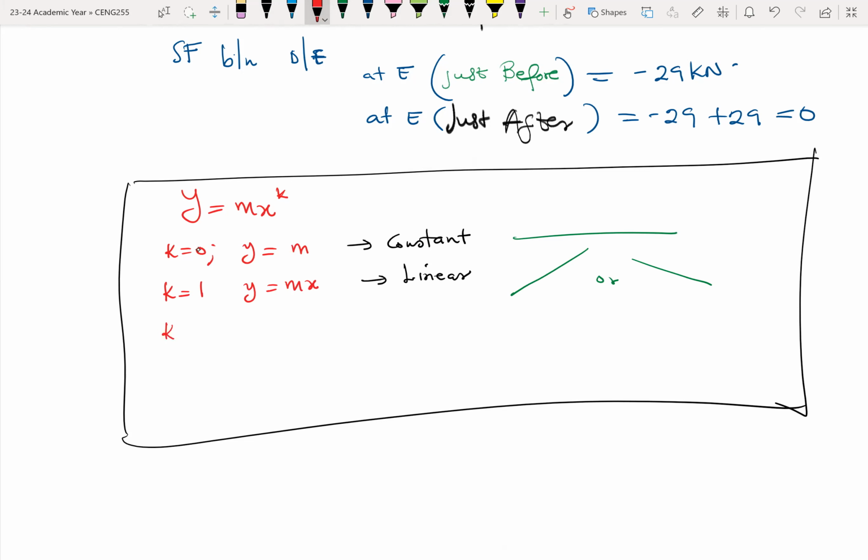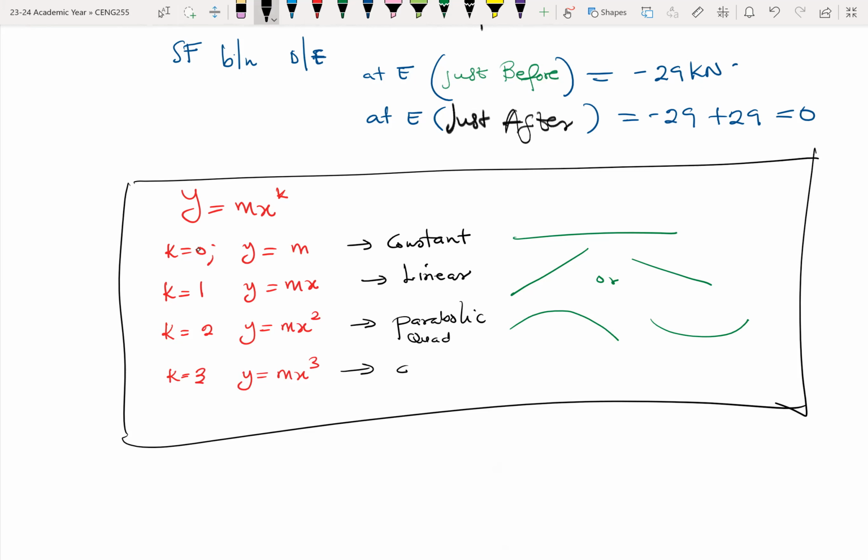Now, when k is equal to 2, then y is equal to what? mx squared. And now you are going to the territory of what? Parabolic behavior. Okay. Now your curve would either be this way or that way. Okay. Then the last one we can look at is when k is equal to 3, y is equal to mx cubed. So as the name implies, this is what? Cubic. So parabolic is the same as quadratic. Okay, let me just put that over here. Quadratic.